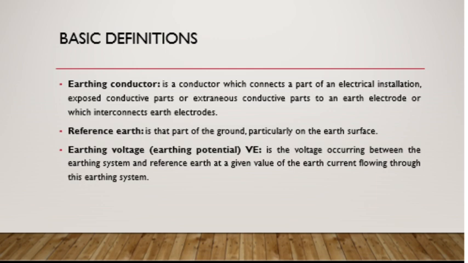It is a conductor which connects a part of an electrical installation, exposed conductive parts or extraneous conductive part, to an earth electrode, or which interconnects the earth electrodes. So the earthing conductor is nothing but the conductor that we will be using in between the earth electrode and the surface of a particular instrument. That conductor is known as earthing conductor, because it will be responsible for connecting the outer surface of a particular instrument to the earth electrodes, which are dug inside the earth.